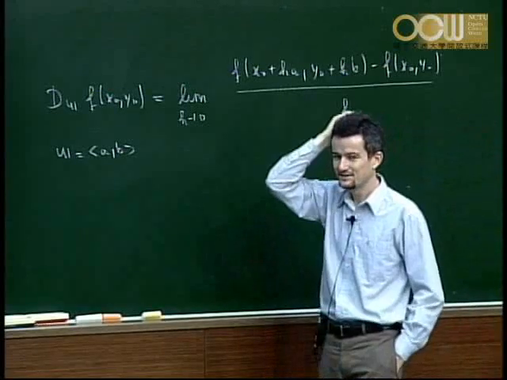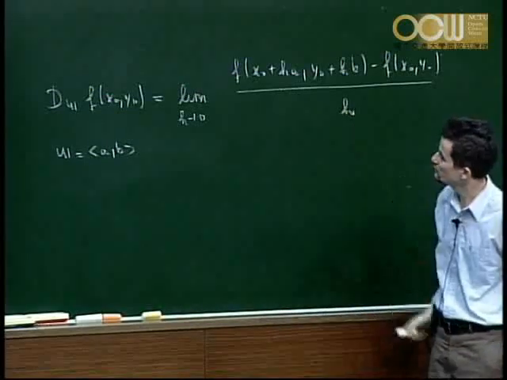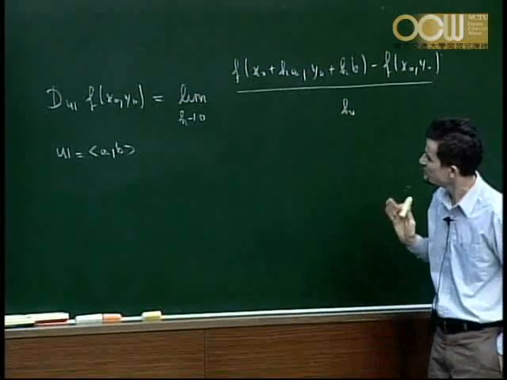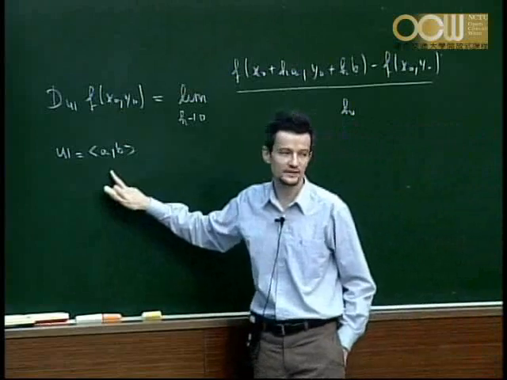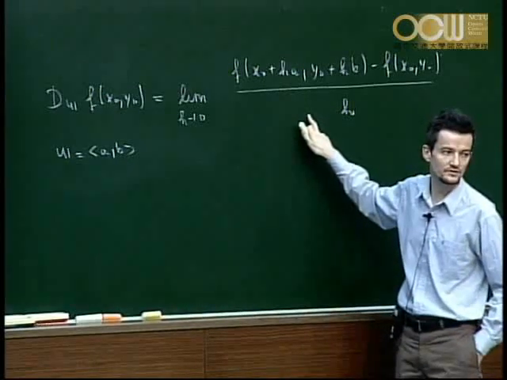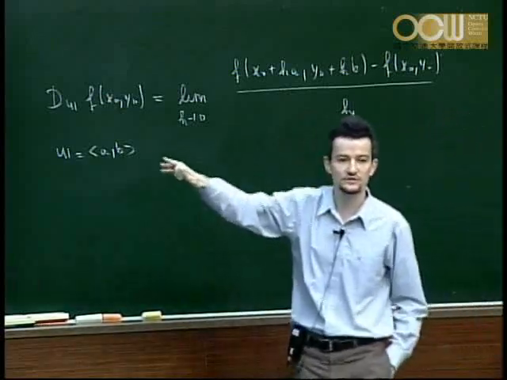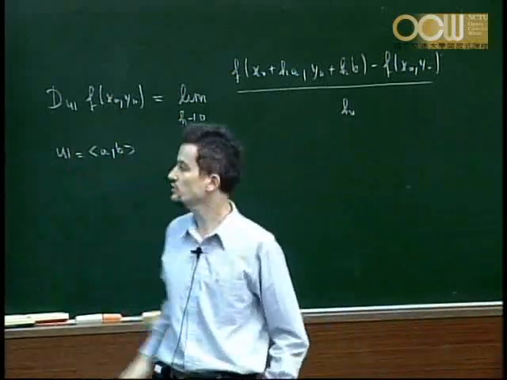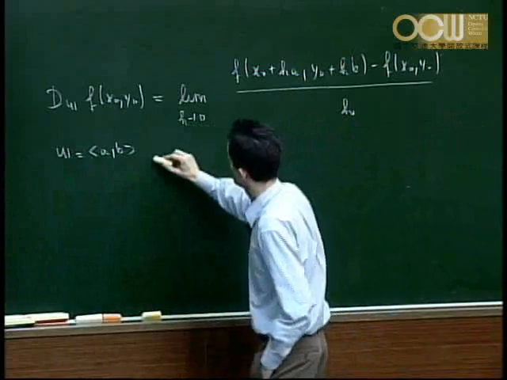But what is important here is that u is a unit vector. Otherwise, this formula is not true. So you have to look at the picture in order to see this. Why do you need that u is a unit vector?